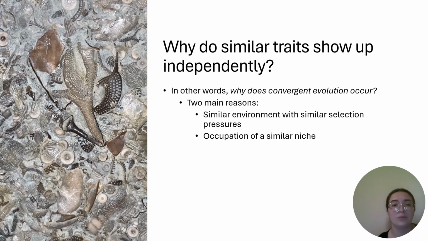An example that's very useful for demonstrating this cause of convergent evolution is the evolution of thick water-retaining leaves and spines on cacti and euphorbia species, which tolerate extreme drought but are native to separate continents.